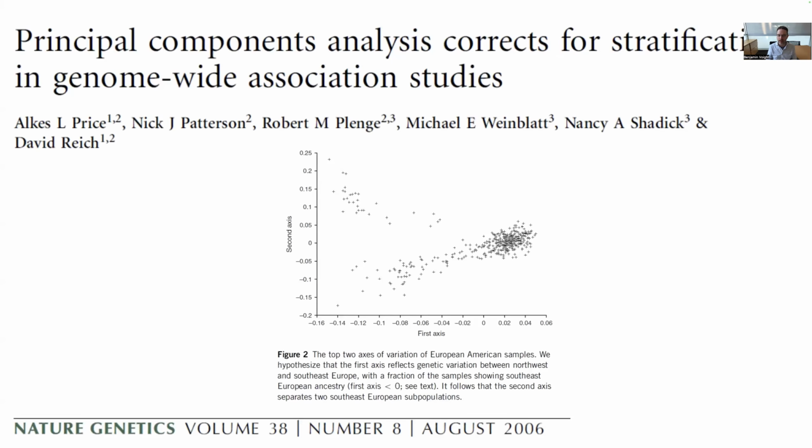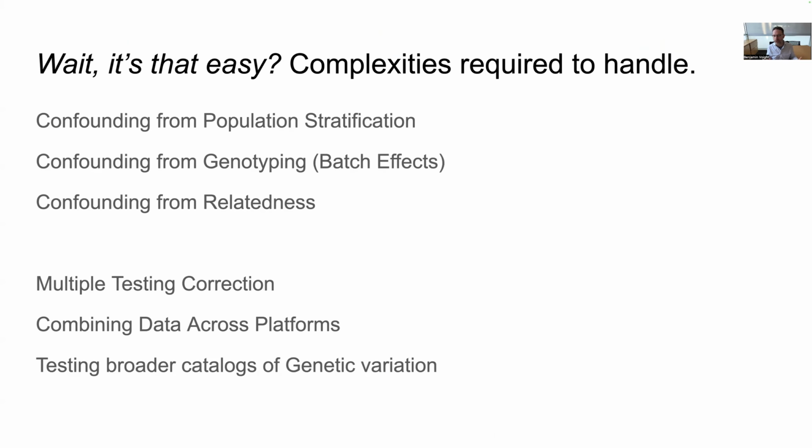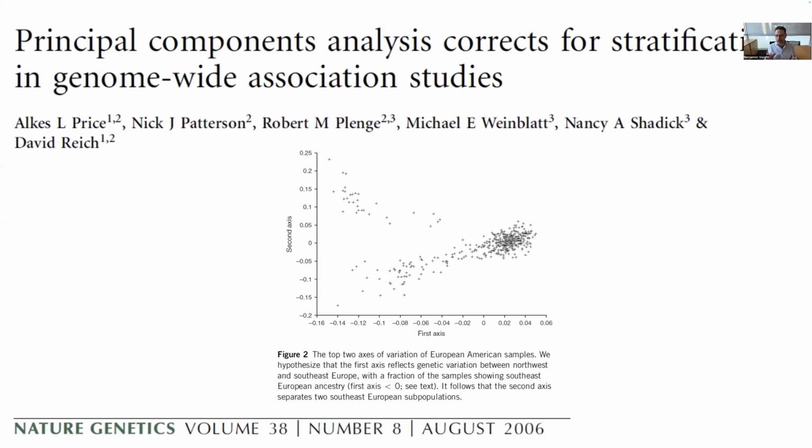But it turns out that, by and large, most of these problems have straightforward solutions. So I'm just going to walk you through some of the key papers that led to solutions to them. Starting with the first one, population stratification, there's this great paper from Alkes Price and David Reich.